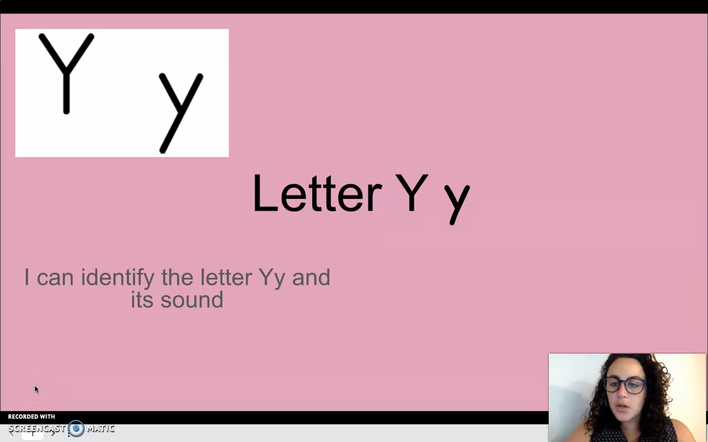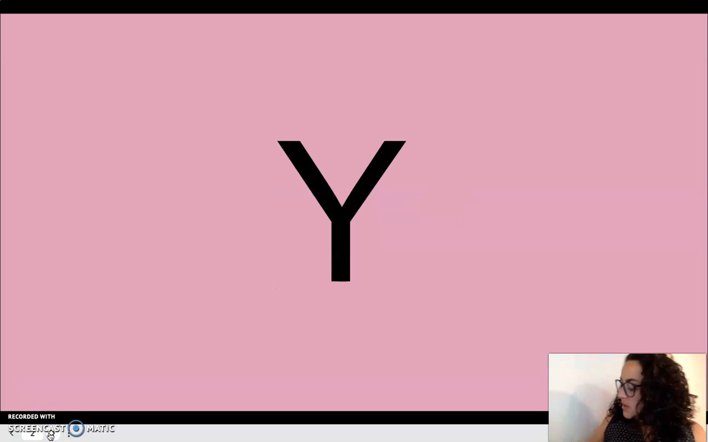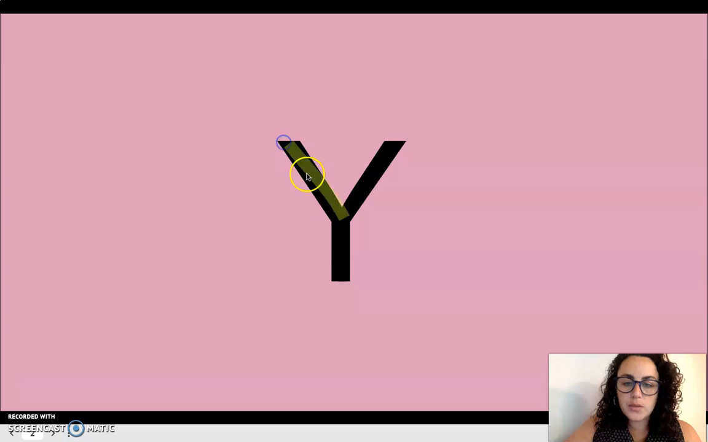In this lesson, we're going to learn about the letter Y, what it looks like, and the sound that it represents. So this is an uppercase Y. When I look at it, I see two diagonal lines and then a straight line down. So when we write it, we do diagonal, we pick up our pencil, diagonal, down. Let's try it together.